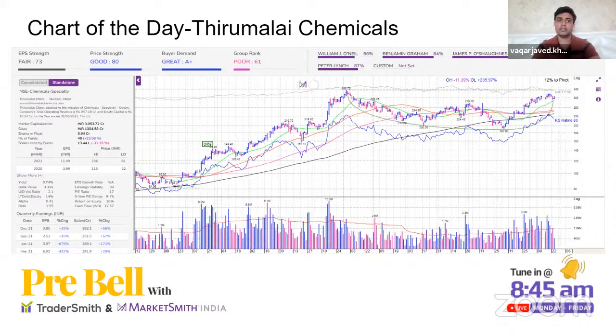The number of funds holding the stock has increased by 23% on a quarter-on-quarter basis. Even the stock has been reporting a good set of numbers. As you can see, the EPS and sales growth for the last few quarters has been in very high double digits or triple digits as well. The RS rating is very strong at 80, and even the RS line is trending higher as well.